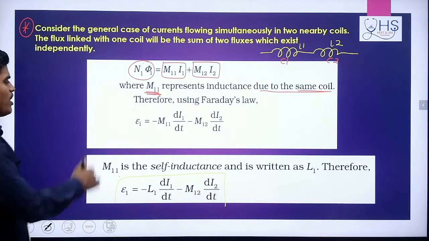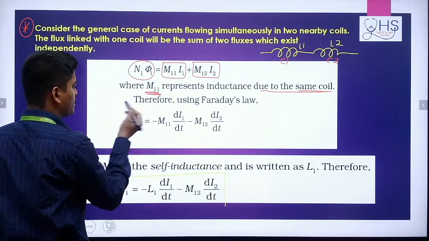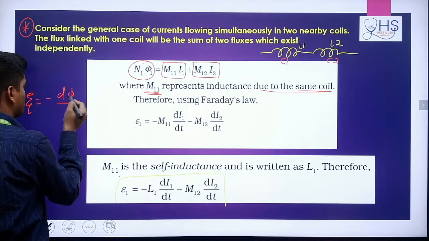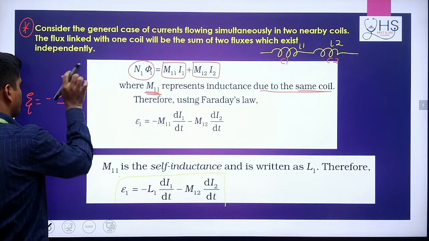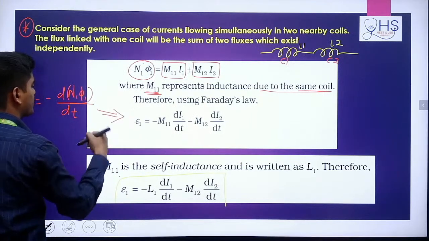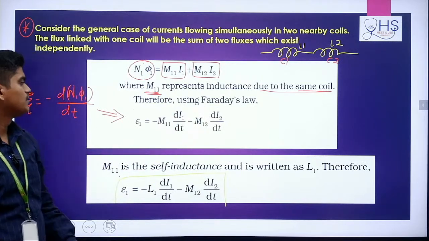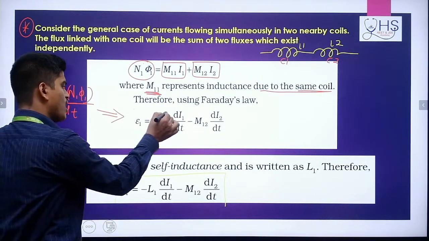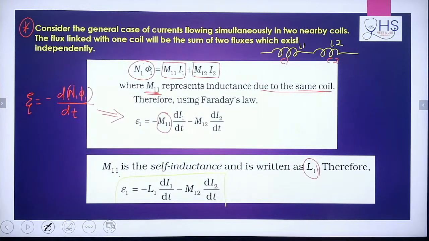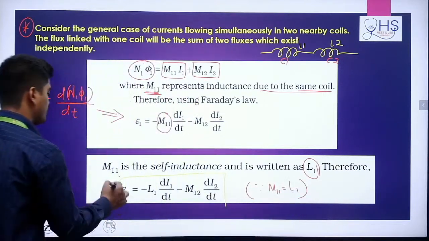Once we find this total flux, you know how to find the EMF. The EMF is nothing but minus d phi, the total flux, which you can write as N1 phi 1 by dt. Now I can write E1 equal to, substituting these values, it will come like this. Now this M11 you change to L1. So M11 is nothing but L1. Now your EMF is coming like this.